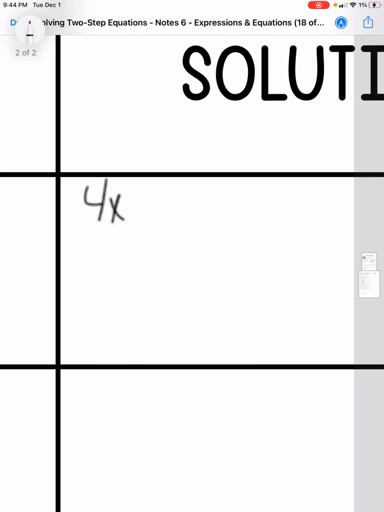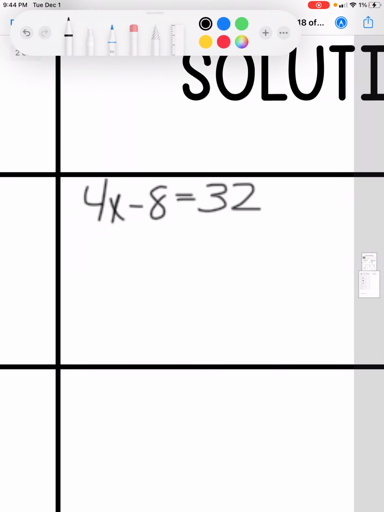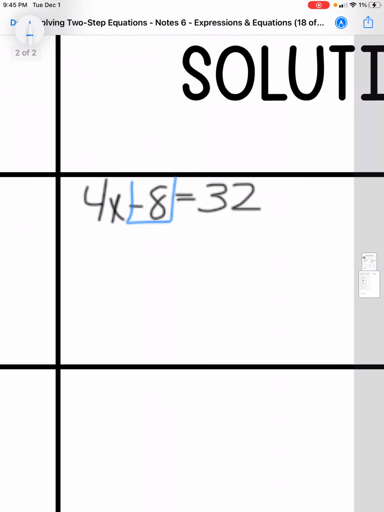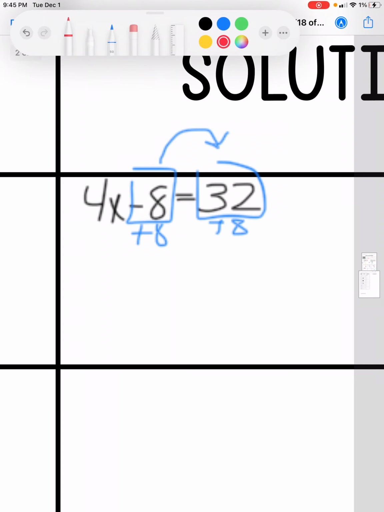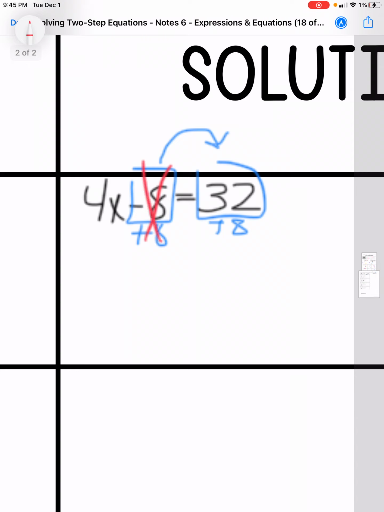4x minus 8 equals 32. What are we going to do first? We're going to combine the like terms. So we're going to take -8 to the right side. How do we do that? Well, yes, you're right. Again, we add 8 to both sides. The 8 on the left side cancel out. We're left with 4x equals 40.